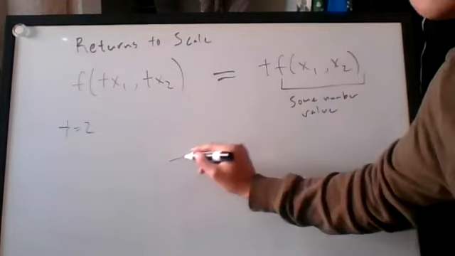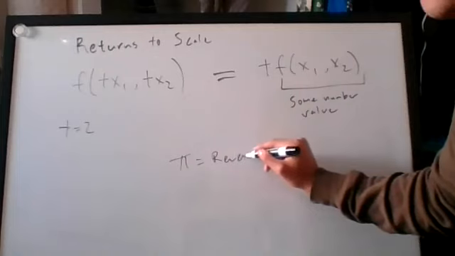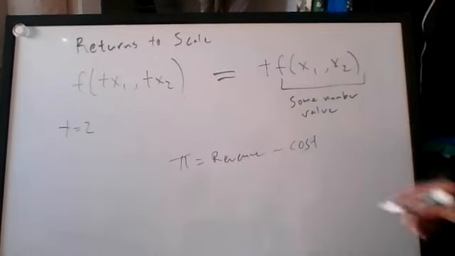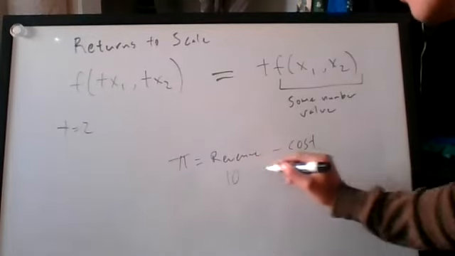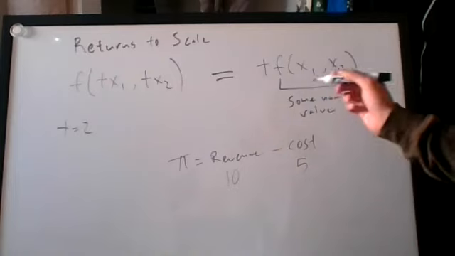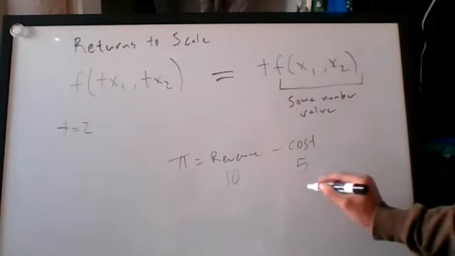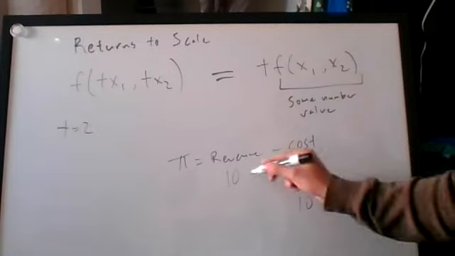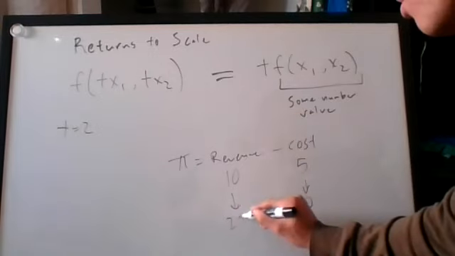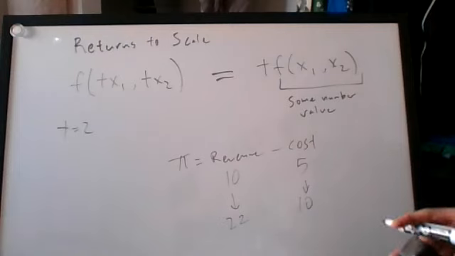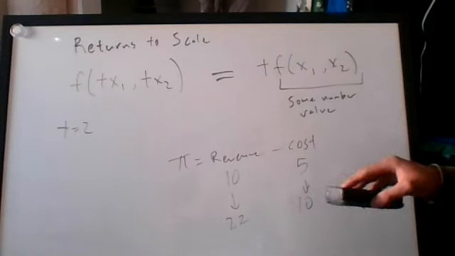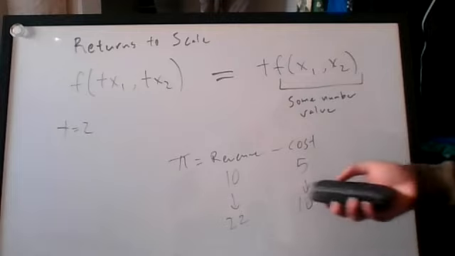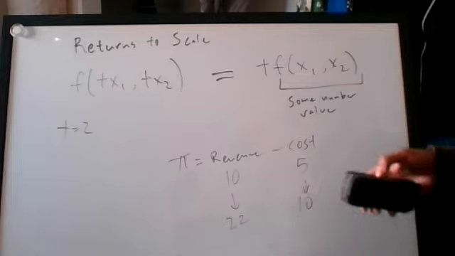And we know that profit is revenue minus costs, right? Let's say that we were making $10 and it was costing us 5. But now when we double our inputs, our cost goes to 10, but say our revenue goes to 22. We're now creating more profit for ourselves. So that's kind of the idea. Does that make sense to you guys? You're more than doubling your profit in this case.